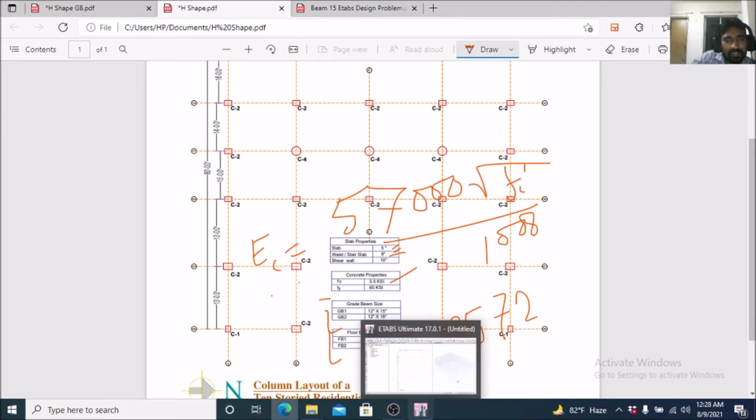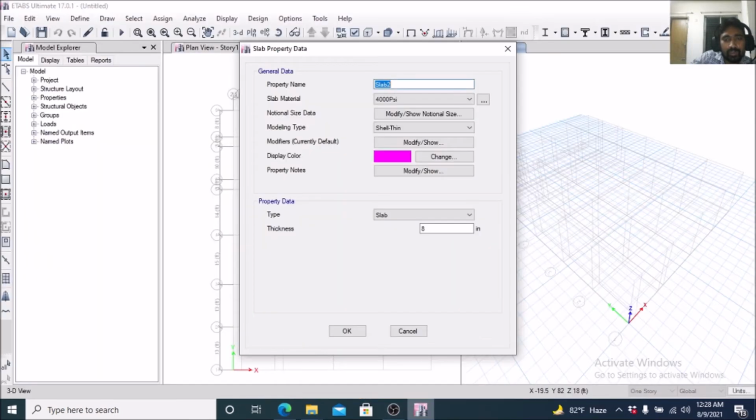For this reason we name it slab 8, and the slab material should be concrete. Here it is also membrane because it is also a slab. So it should be membrane because it takes only in-plane stress.